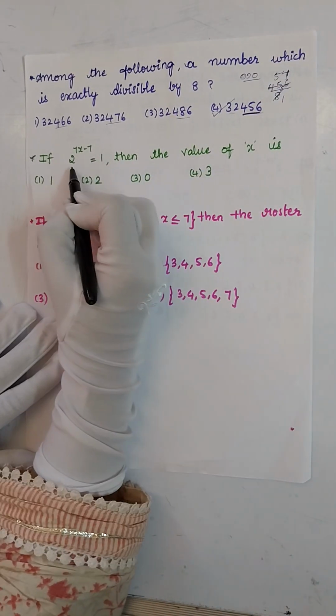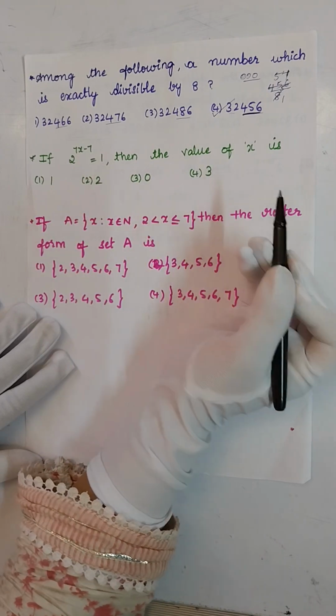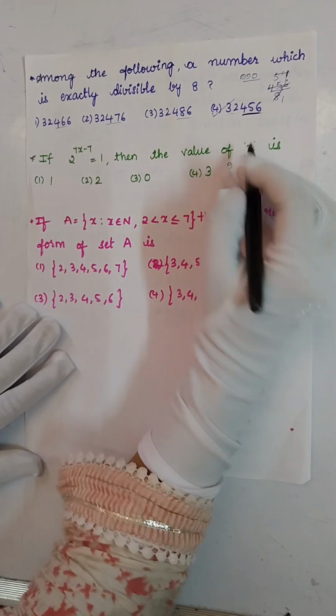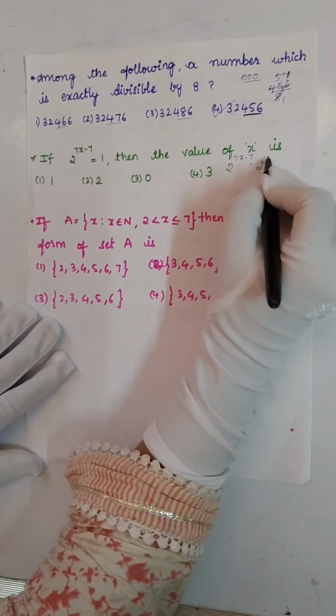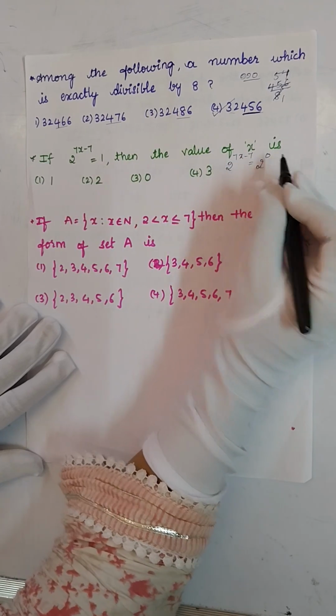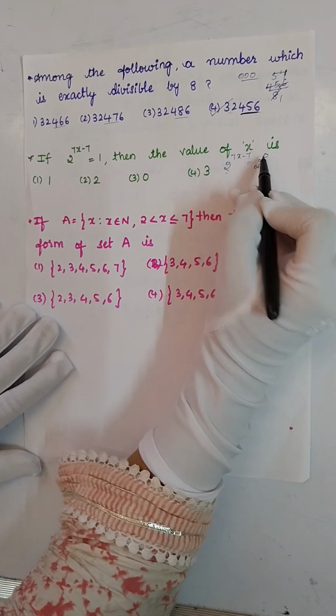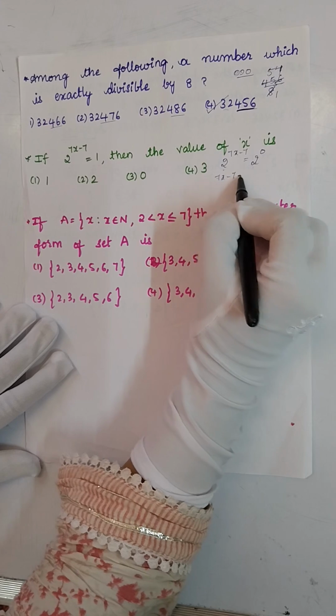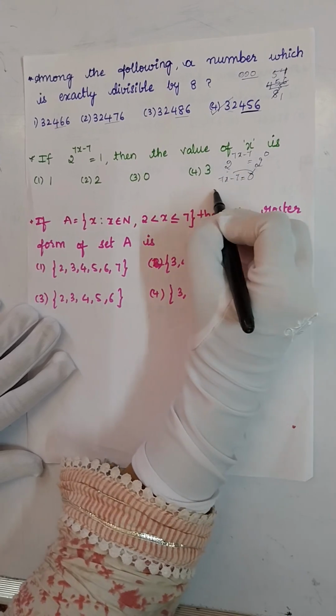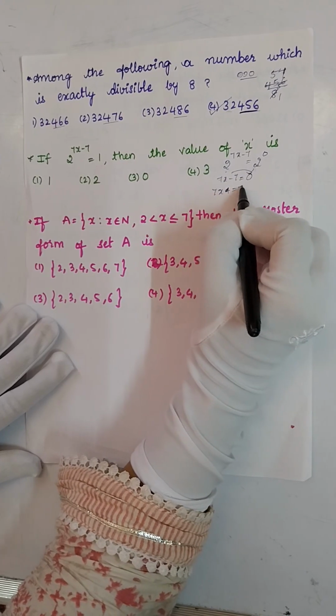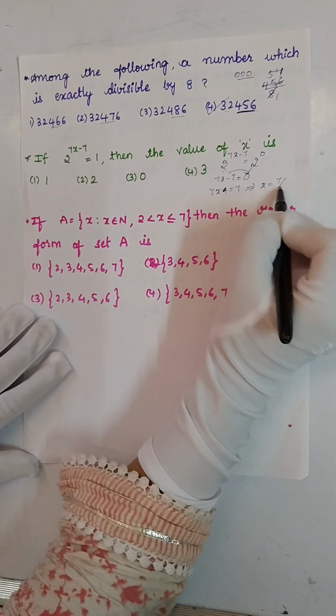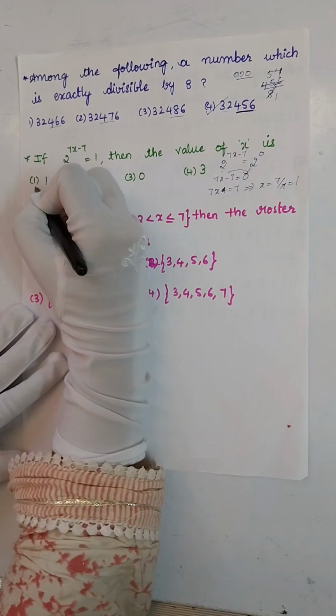Okay, and the next question I have taken is 2 power 7x minus 7 is equal to 1. Then the value of x is how much? So here we can write 2 power 7x minus 7 as 2 power 0, because 1 is nothing but 2 power 0. Now the bases are same, so the powers should be equal. So 7x minus 7 is equal to 0. If minus 7 goes there, it is 7x is equal to 7. Next, x is how much? 7 by 7, which is equal to 1. Right? So the option is 1.